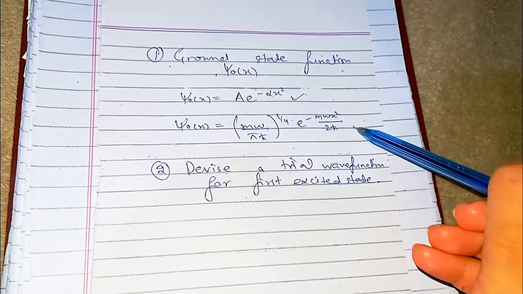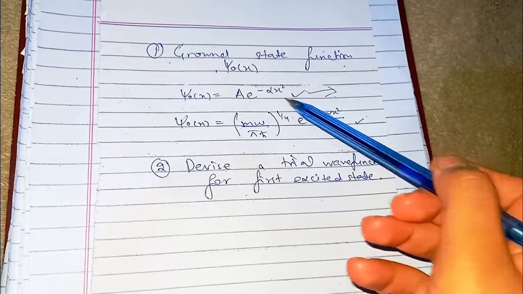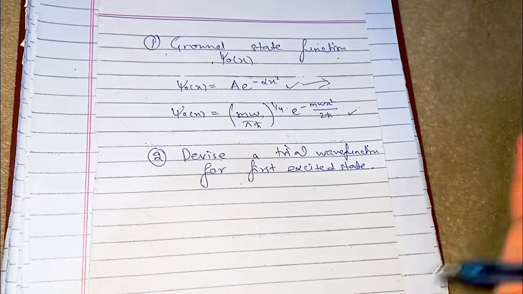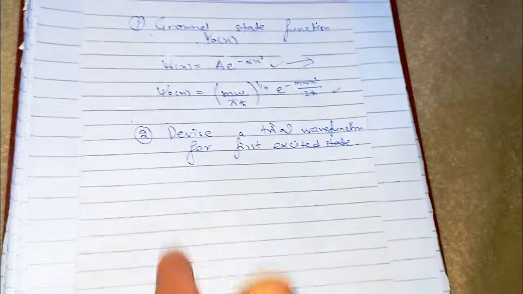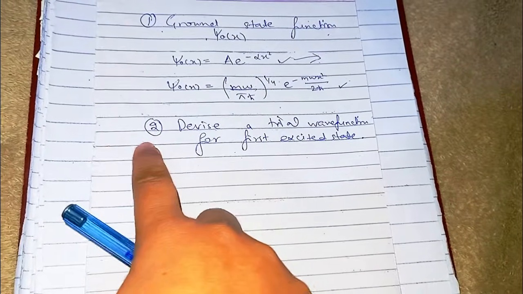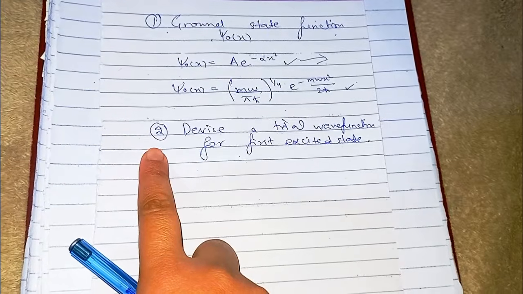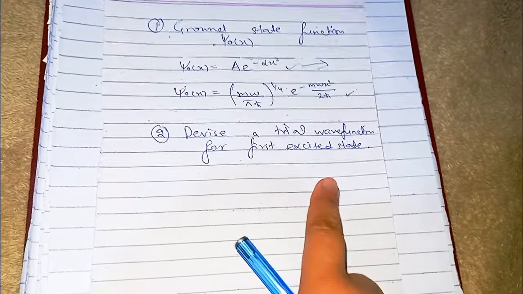You can use this form or this. I'm going to use this one because it is less complex and it contains the essence of the solution. And the second step is to devise a trial wave function for the first excited state.